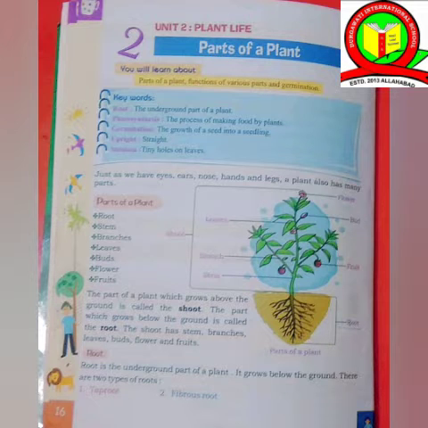Now we have our next heading, root. Root is the underground part of a plant. It grows below the ground. There are two types of roots. The first one is tap root and the second one is fibrous root.